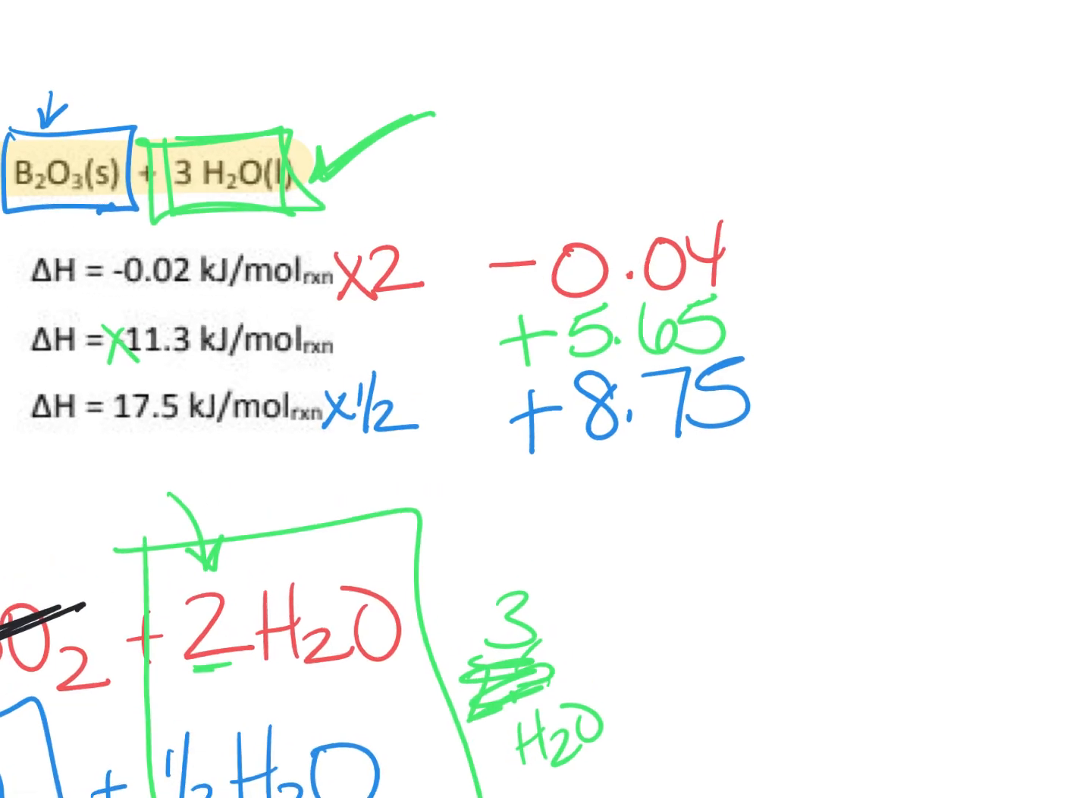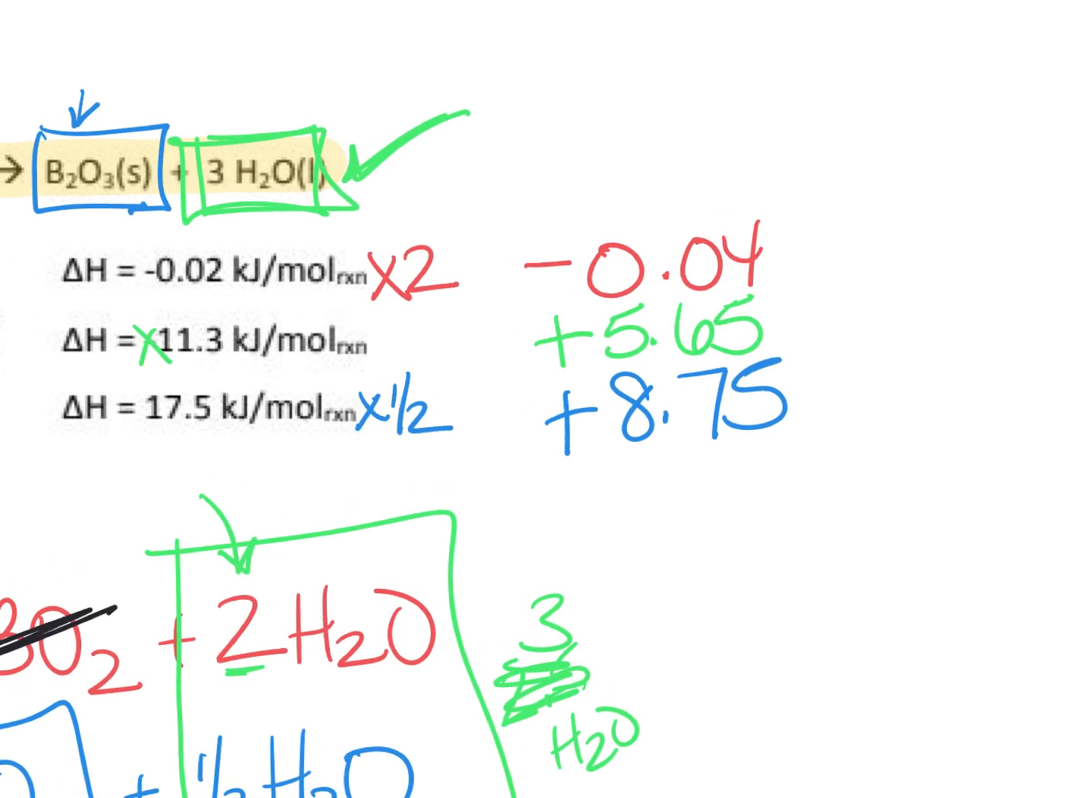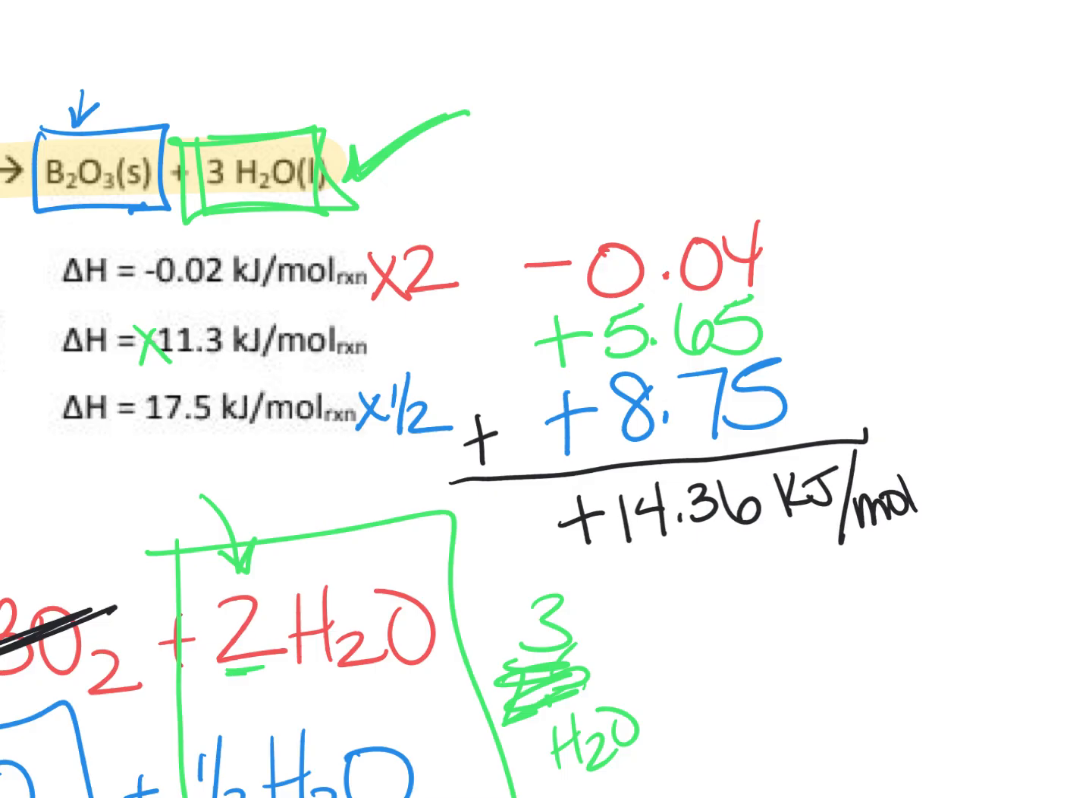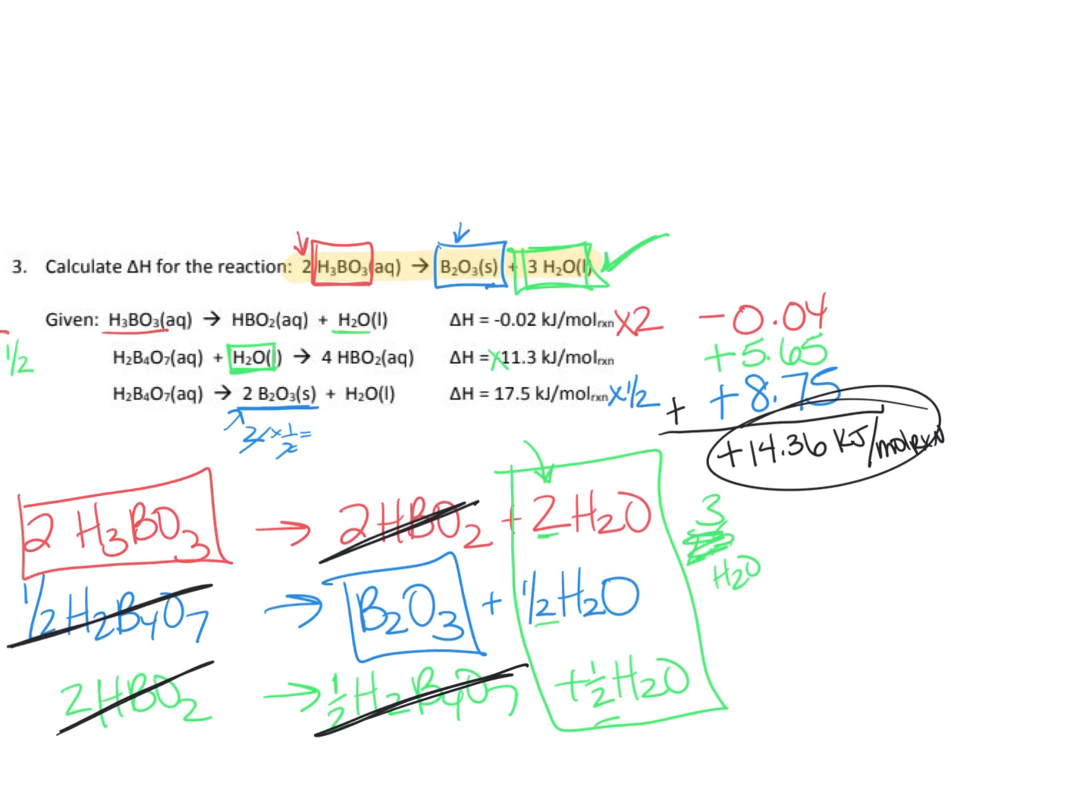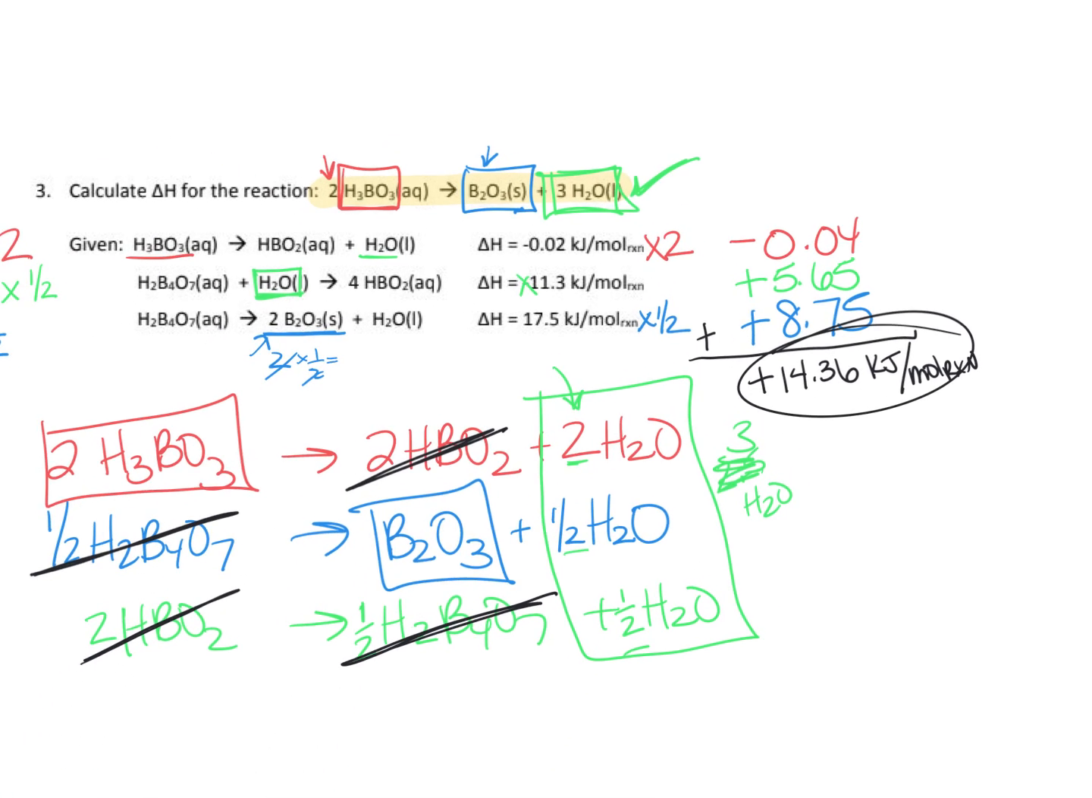So I now have my new delta H values for each of my steps, and I am now going to add this all together. Negative 0.04 plus 5.65 plus 8.75. This comes out to a positive 14.36 kilojoules per mole of reaction. All right. If you did this one, there's nothing that AP Chemistry is going to throw at you as far as Hess's law goes, because this was a very challenging Hess's law.